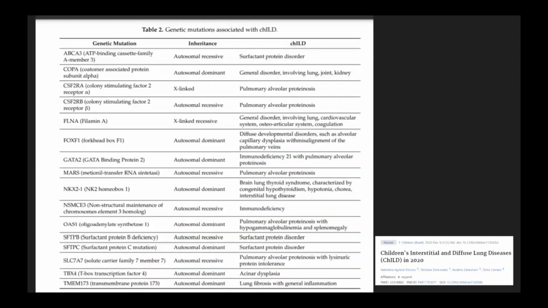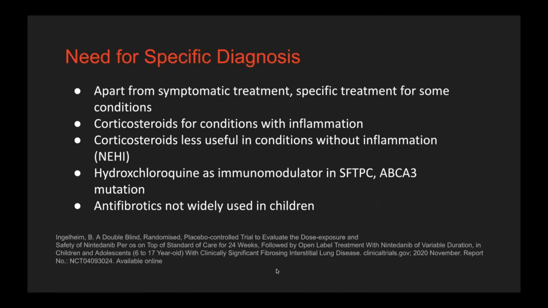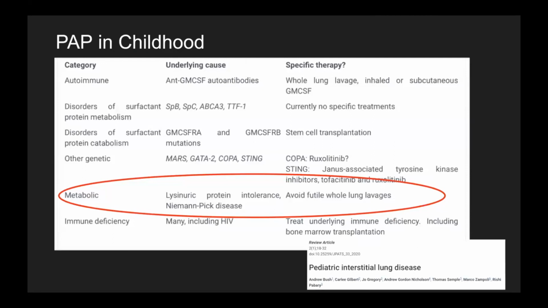Do we need to do genomics? Yes, because if you just go through this very exhaustive list, it shows that so many genetic mutations are already associated with childhood interstitial ILDs. So here we are talking about this gene, which gives rise to pulmonary alveolar proteinosis with lysinuric protein intolerance. Of them, this is the pulmonary alveolar proteinosis group, in which we can see the causes of a pulmonary alveolar proteinosis pattern on HRCT in a child.